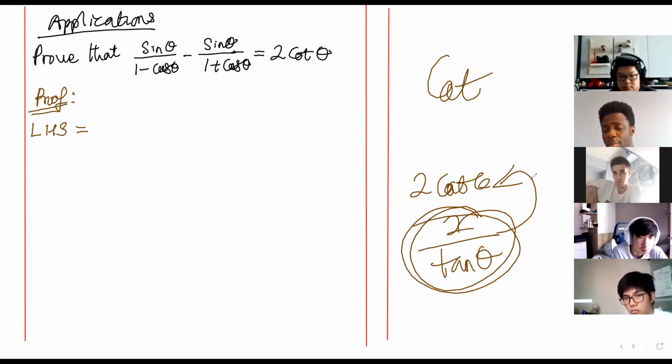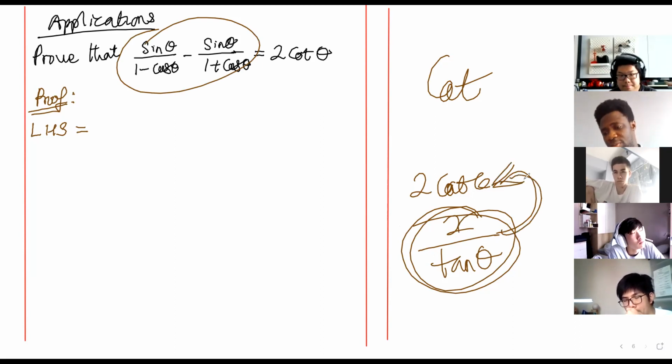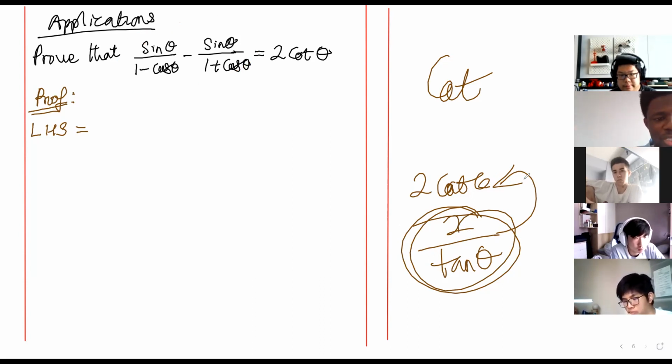If we can take all this sine and cos here to something that looks like tan, then tan can do the rest because tan has a relationship with cot. Okay, so that's how you think when you're trying to prove. So you say left-hand side, you don't jump to the simplification. You quote the left-hand side first.